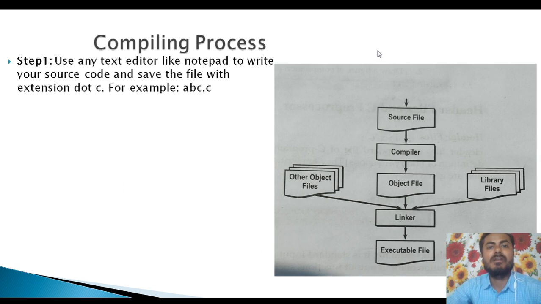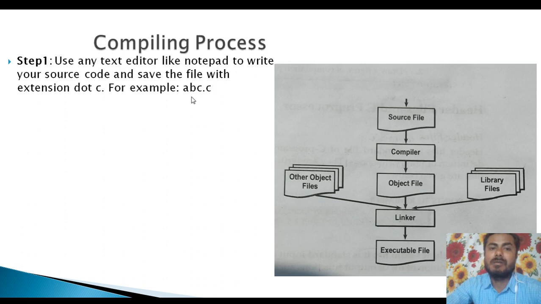Now the first step in the compiling process: use any text editor, like Notepad, to write your source code and save the file with the extension .c. We can use any type of text editor, for example Notepad, WordPad, Microsoft Word, or any other text editor to write our source code. That means the program is written by the user, in a way he can understand properly, and we have to save that file with the extension .c so that the program becomes a C program.